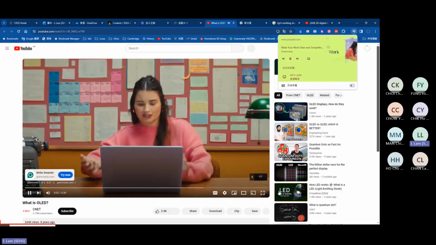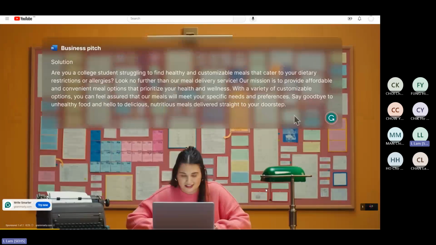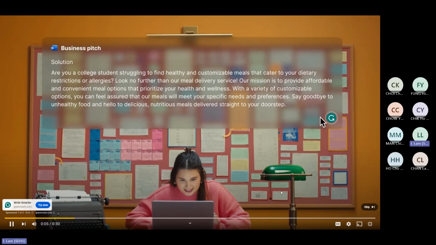Sometimes I need to paraphrase. It's easy to make your work clearer and more concise. OLED, or OLED, is a television technology that's been used in the best-looking TVs we've seen to date. But how does the tech differ from regular TVs, and what do you need to know?